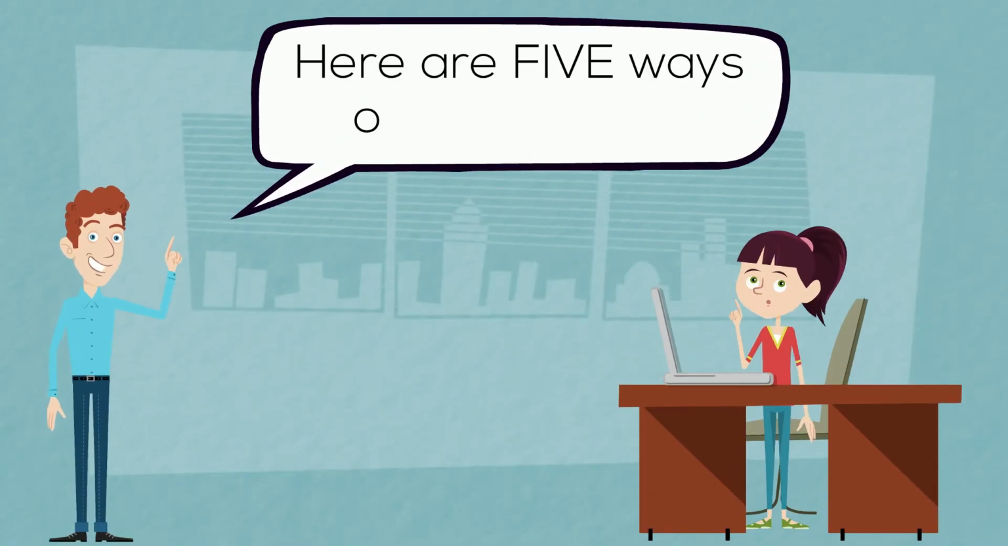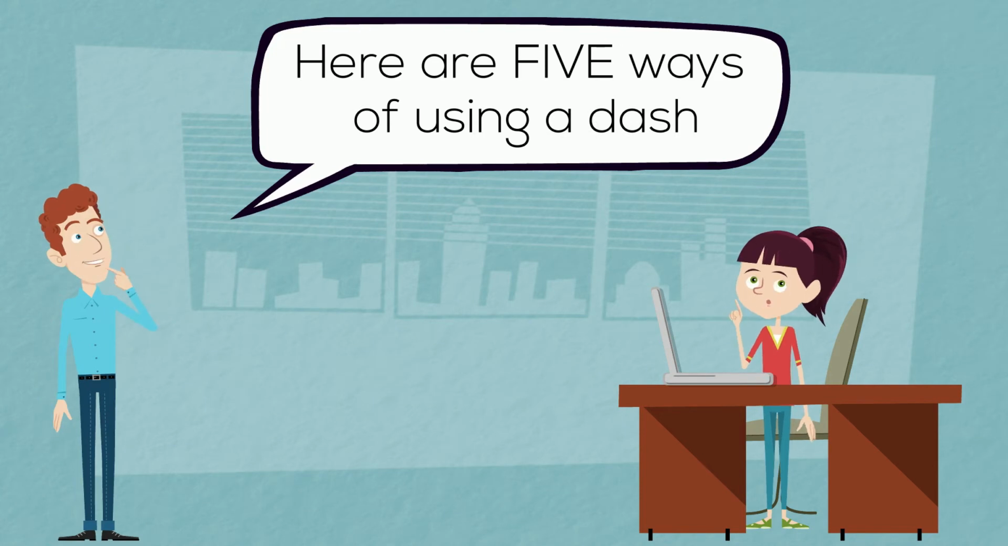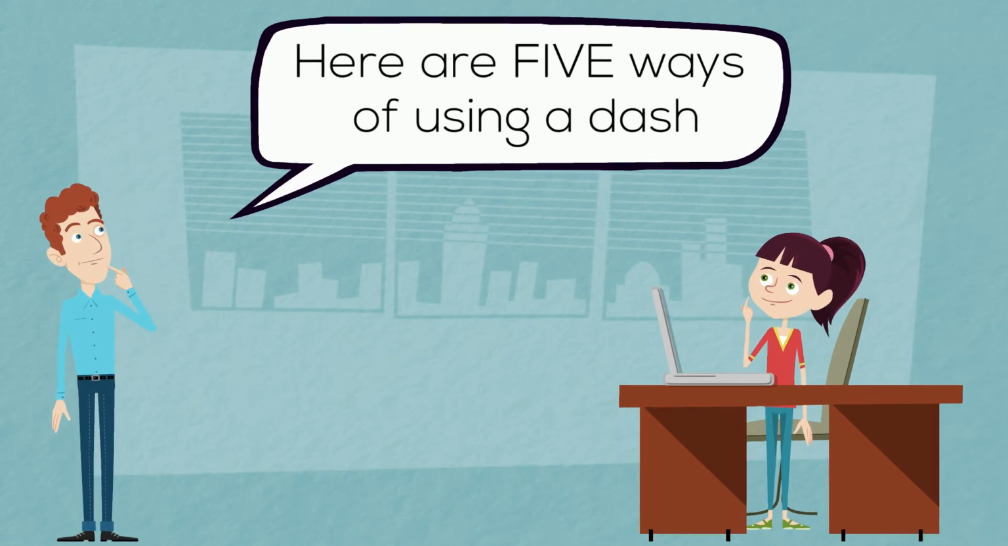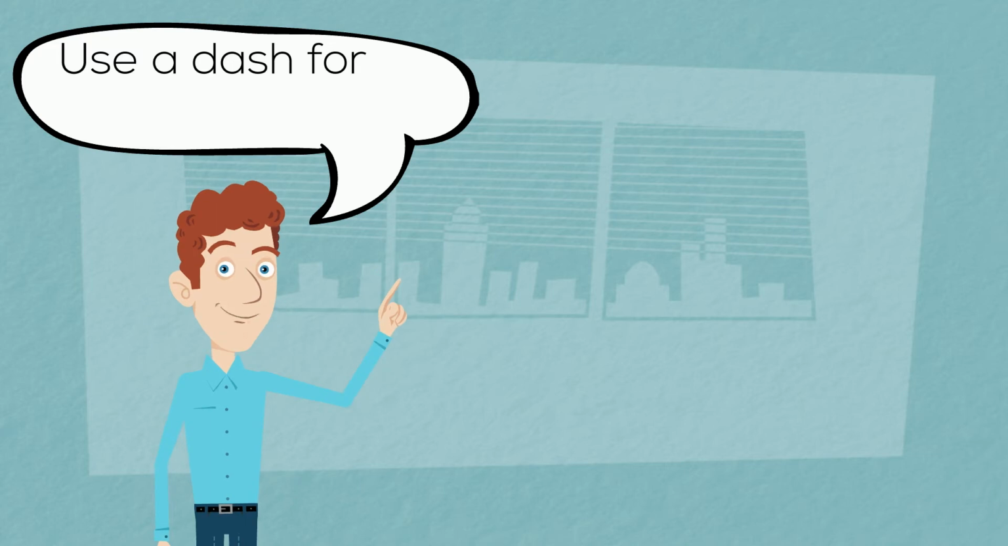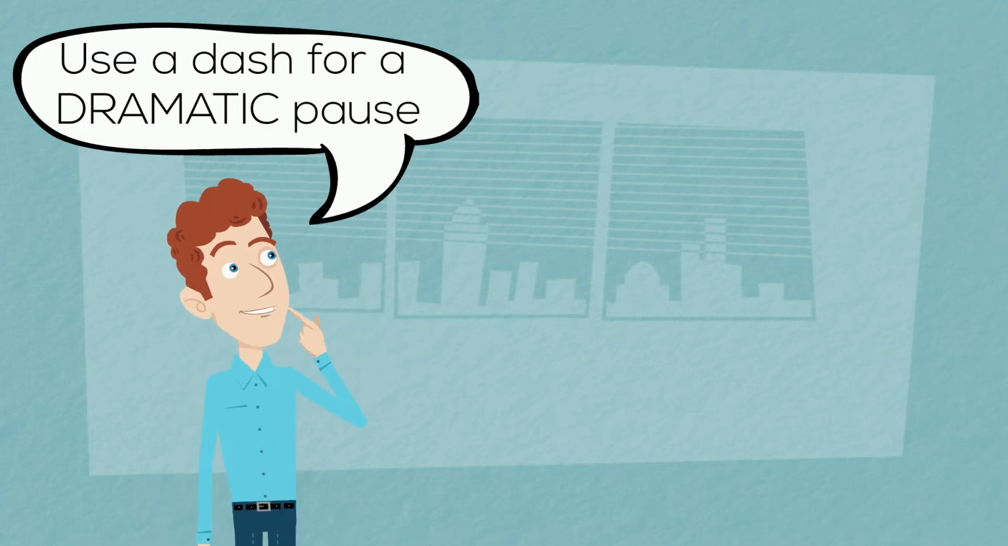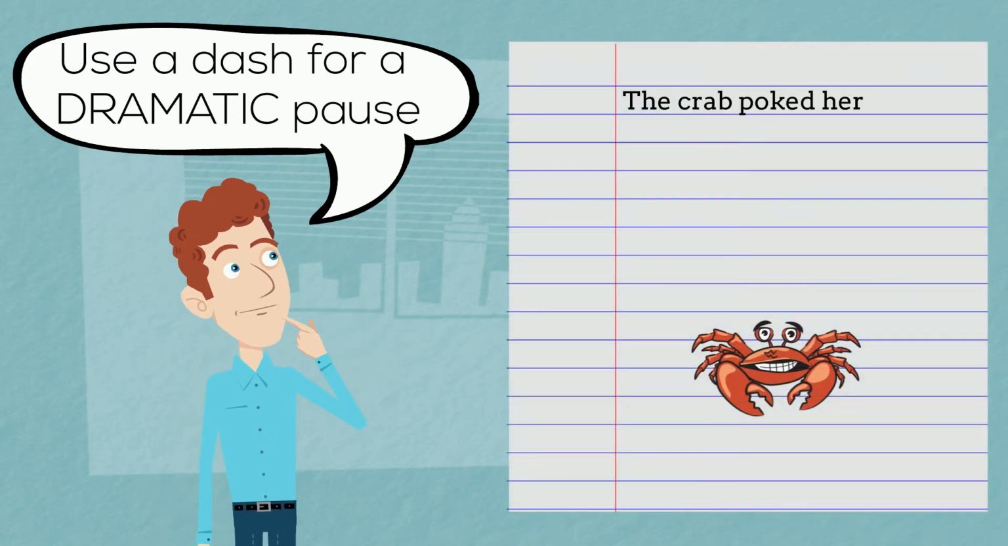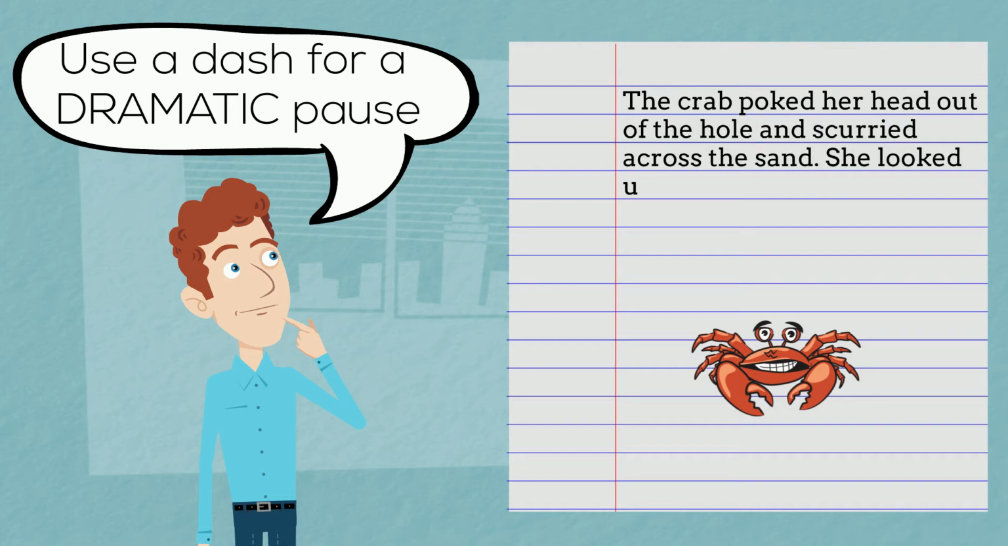Here are 5 ways of using a dash. Use a dash for a dramatic pause. The crab poked her head out of the hole and scurried across the sand. She looked up and saw it. A seagull, its mouth open like a pair of scissors.